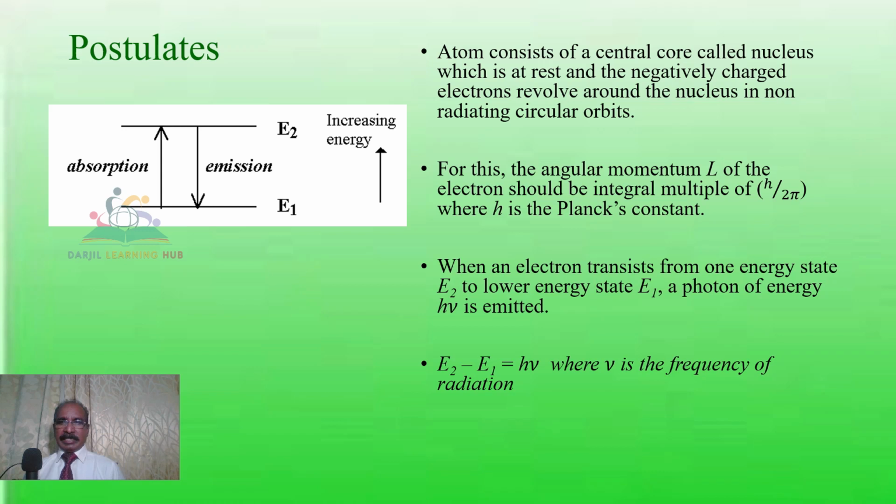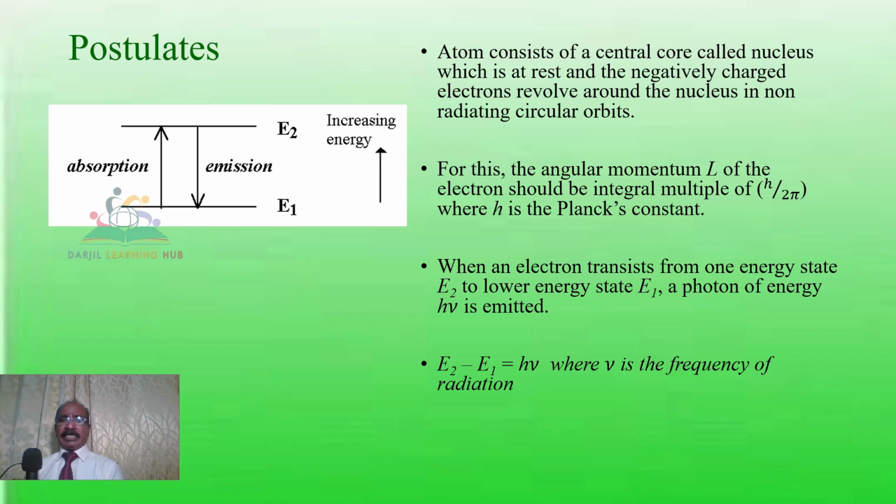The first postulate is, as I have already told, the positively charged particles will be concentrated at the center, the nucleus, and the negatively charged electrons are revolving in circular orbits. For it to revolve in a circular orbit, the angular momentum of the electron should be an integral multiple of h by 2 pi, where h is Planck's constant, or we can also call it an integral multiple of h cross, L equal to n h cross.